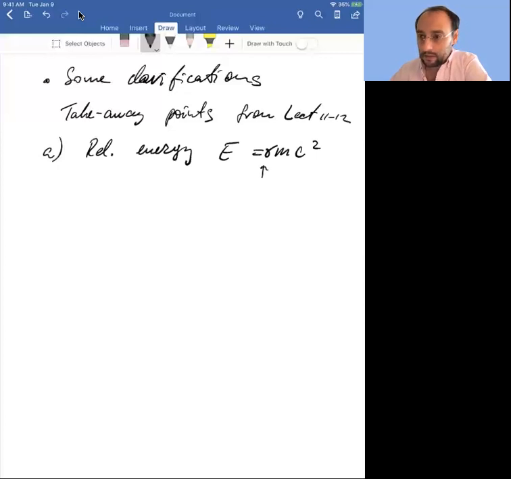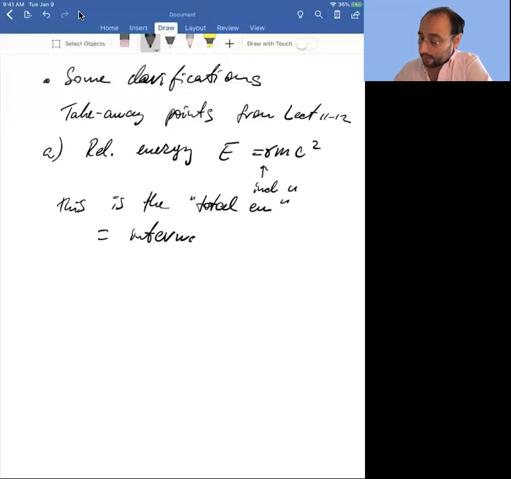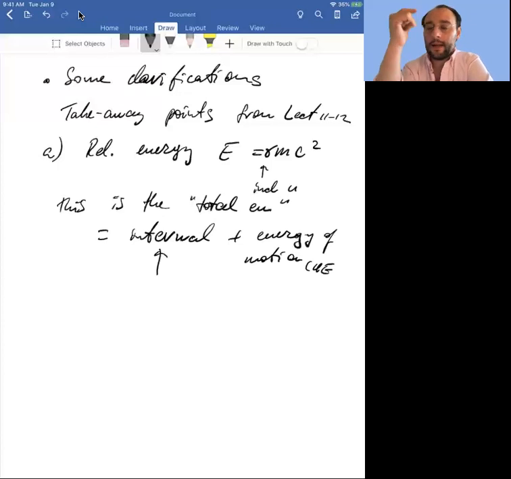And the gamma includes the velocity, and this is the total energy, which is internal plus energy of motion, also known as kinetic energy. Now, internal includes everything internal. It includes the mass energy, and one of the big ideas was that mass is really a form of energy. And it includes all the internal interaction energies.